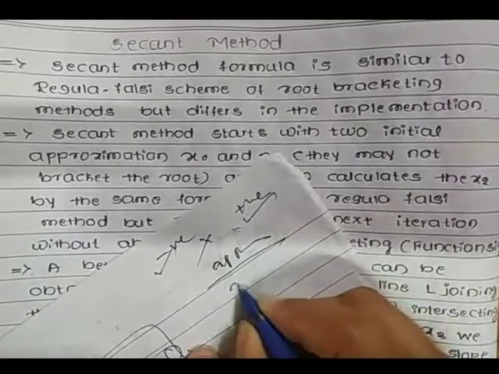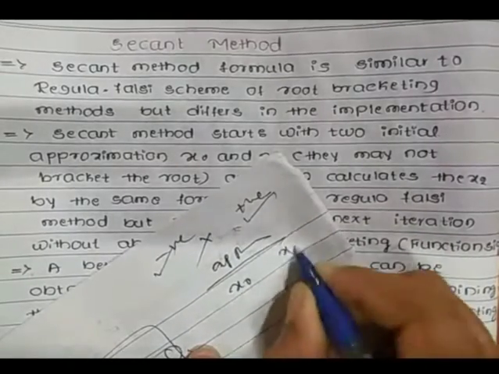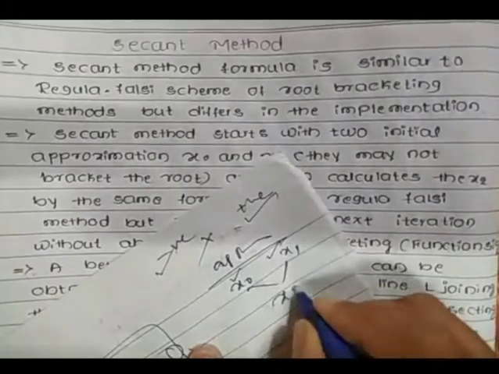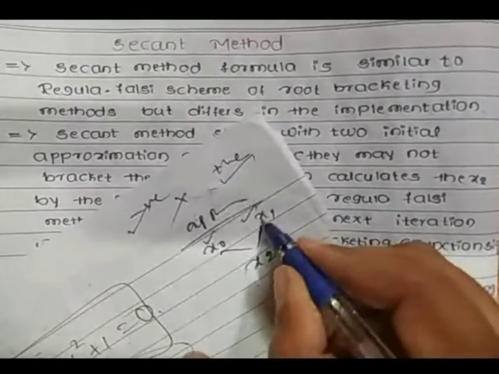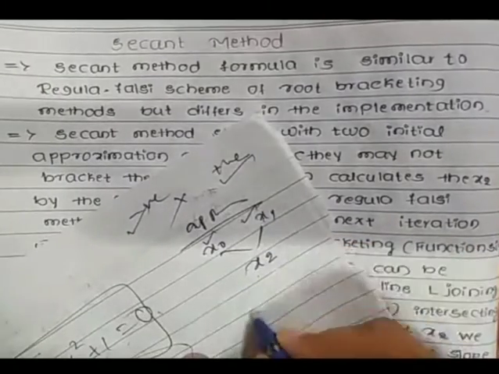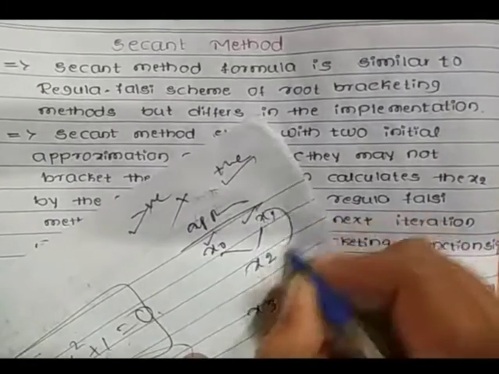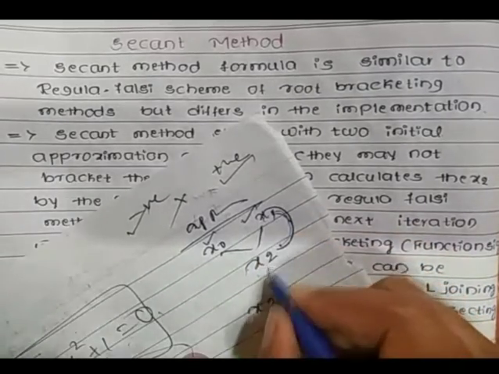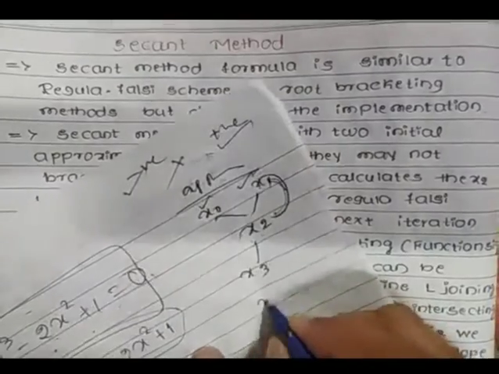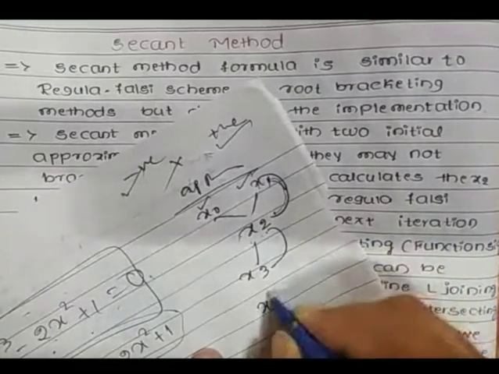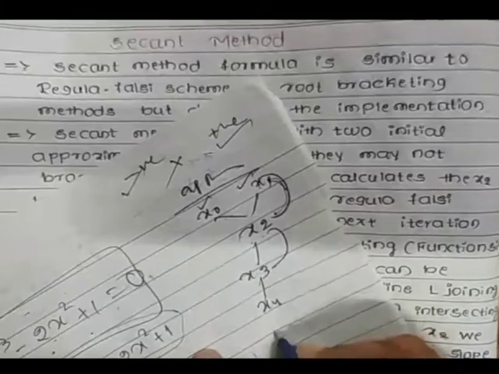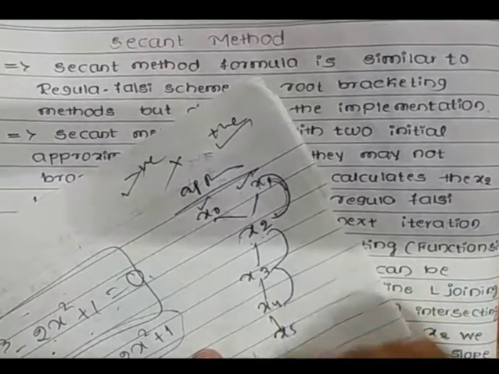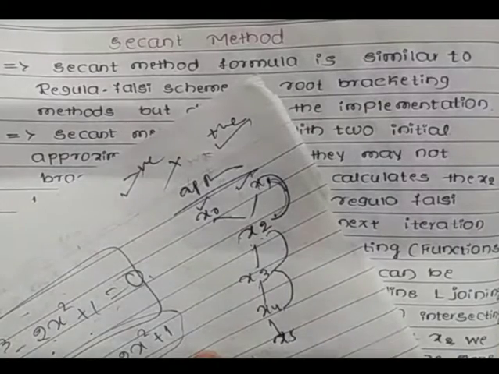See, once we calculate x0 and x1, then directly with the help of x0 and x1 we calculate x2. Then to calculate x3 value, we consider the previous two results, that is x1 and x2. So with the help of x1 and x2 we calculate x3, and with the help of x2 and x3 we calculate x4, and with the help of previous results, that is x3 and x4, we calculate x5, and so on it continues.